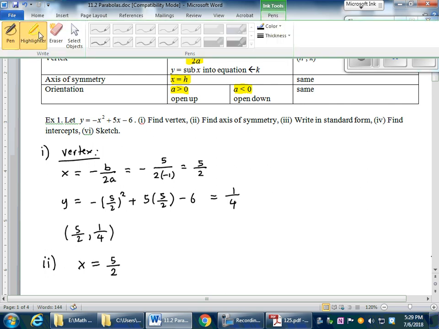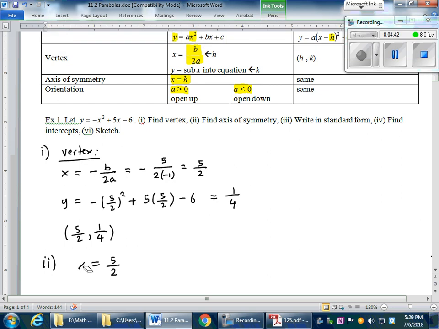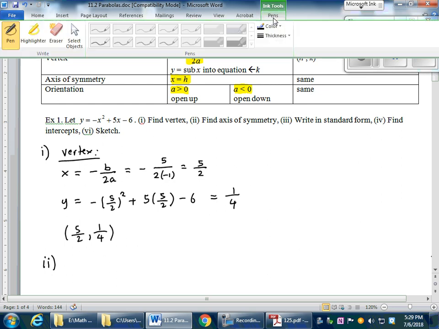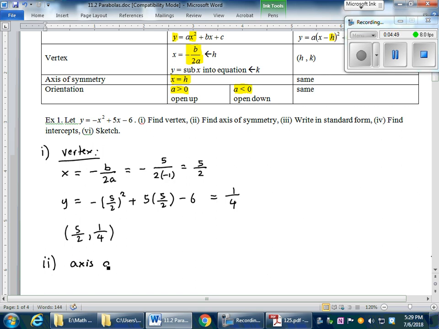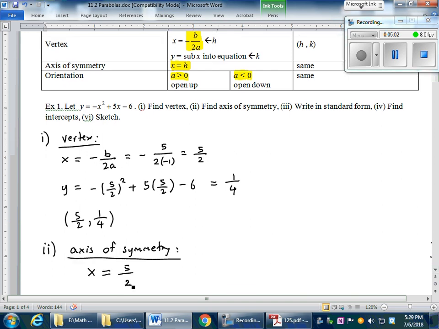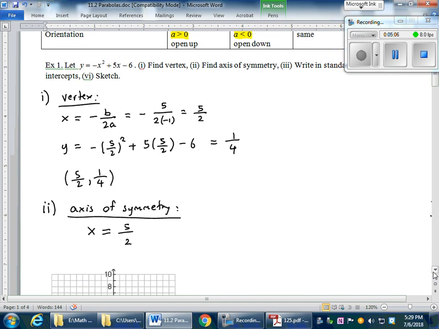Let me write it down like this, so that you have notes that are nice, neat and clear. Let me title everything so that you can see it. Axis of symmetry: x equals h, which is the x coordinate of the vertex. That will be 5 over 2. Now the third part is to write it in standard form. The standard form is y equals a times x minus h squared plus k.